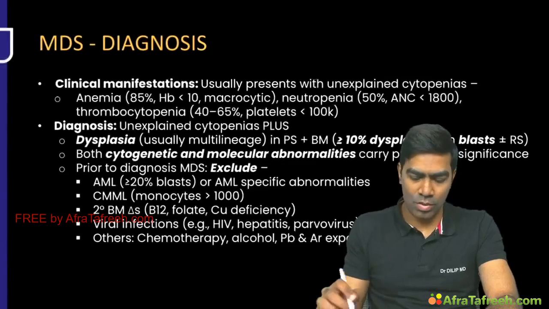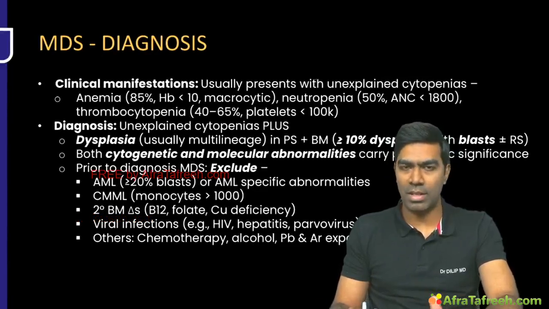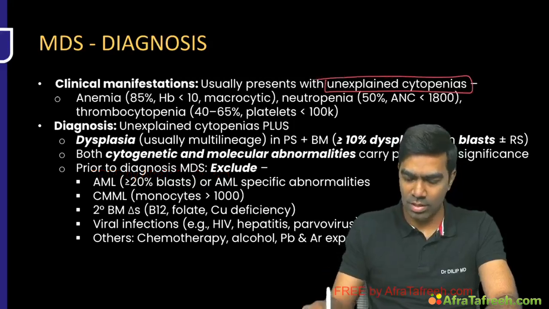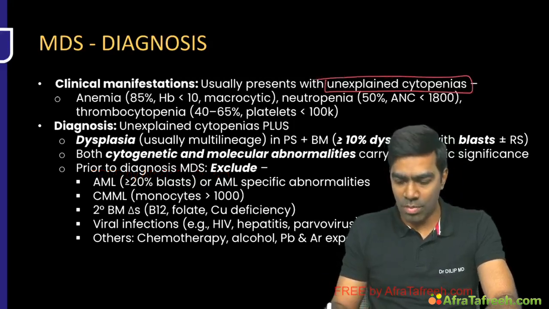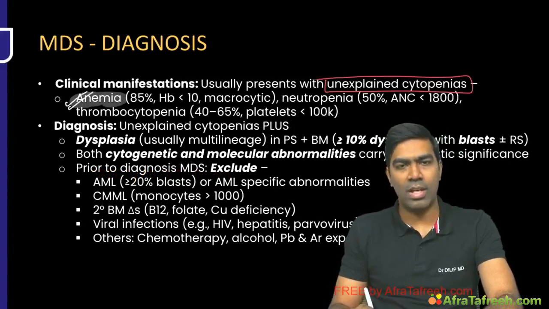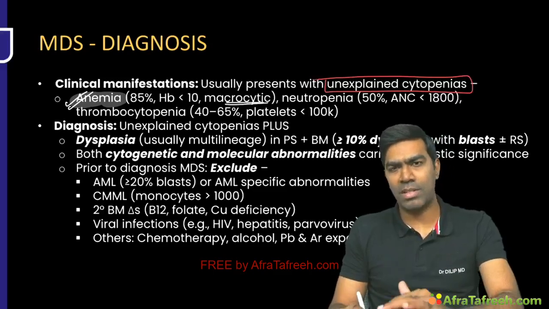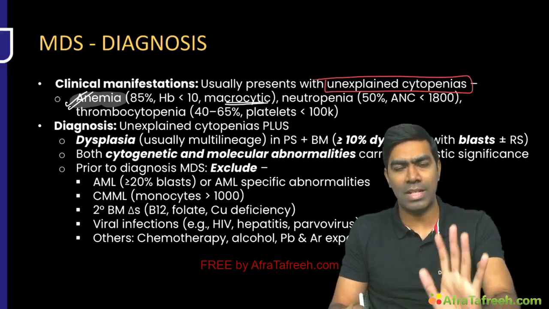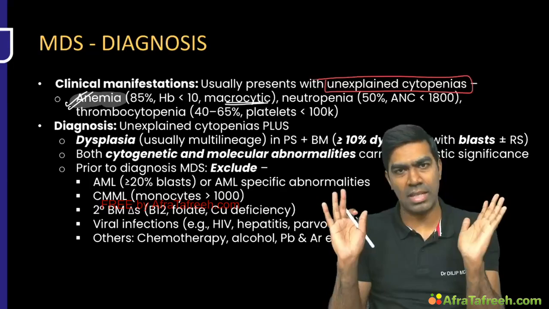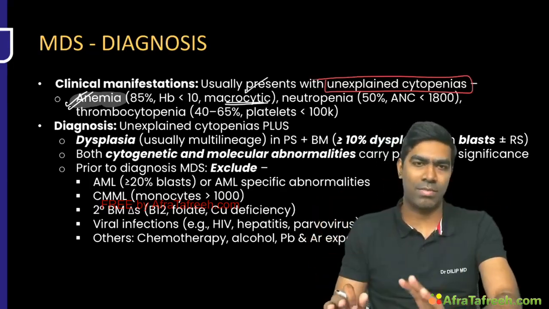And coming to diagnosis of myelodysplastic syndrome, first let us talk about the clinical manifestations of MDS. Most of the patients are going to present with unexplained cytopenias. Very important point. And the most common cytopenia will be anemia. Any elderly patient who's presenting with unexplained anemia, which is predominantly a macrocytic anemia, is almost always diagnostic of MDS in exams. Elderly macrocytic anemia that cannot be explained by anything else, like B12 deficiency, for example, is equal to MDS by default in exams.